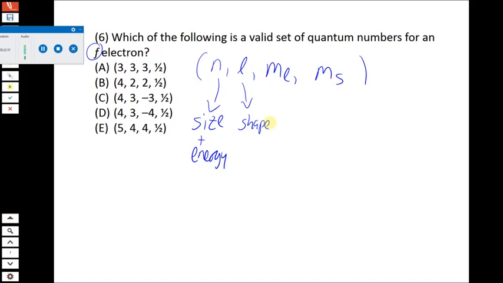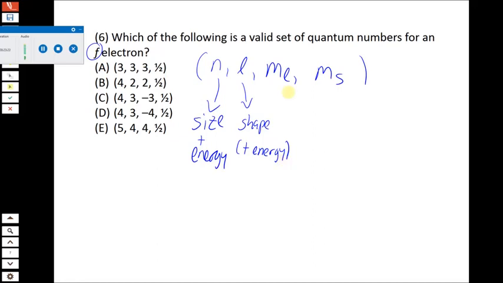But again, L tells us the shape, and also it contributes to the energy as well for anything that has more than one electron. So in multi-electron atoms, which is everything but hydrogen, the value of L is also important. So it also determines the energy of the orbital to some extent when you have multi-electron atoms. So n and L together determine the energy of an orbital for a multi-electron atom.